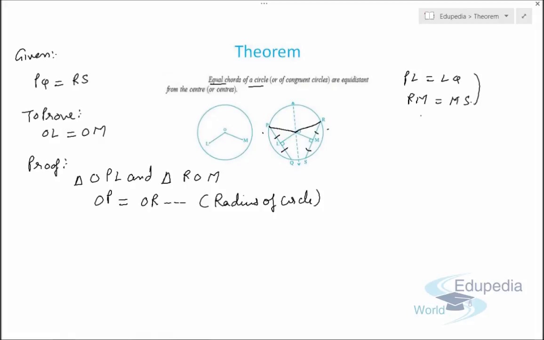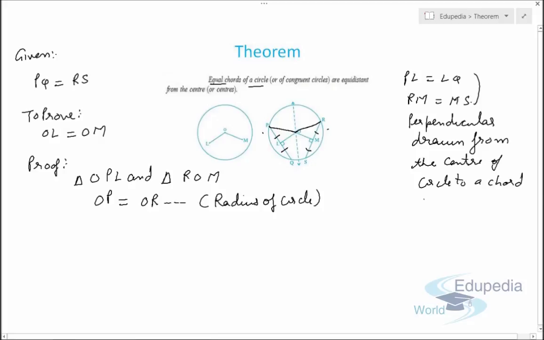Why are they equal? Because a perpendicular drawn from the center of a circle to a chord bisects the chord. Since the chords are equal, given PQ equals RS, we can say that PL is also equal to RM.